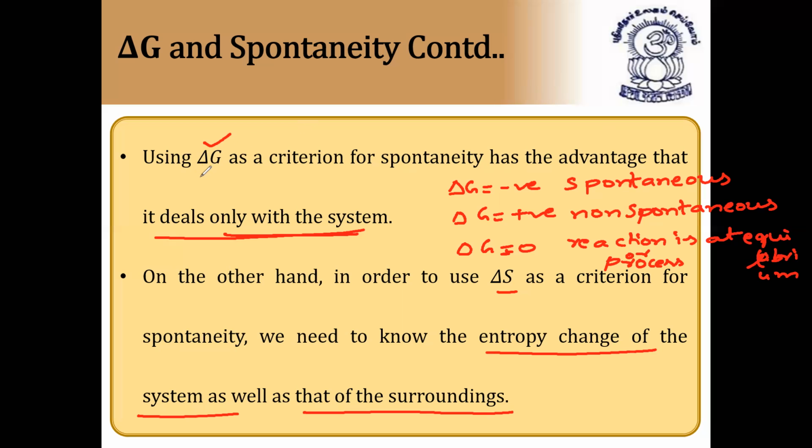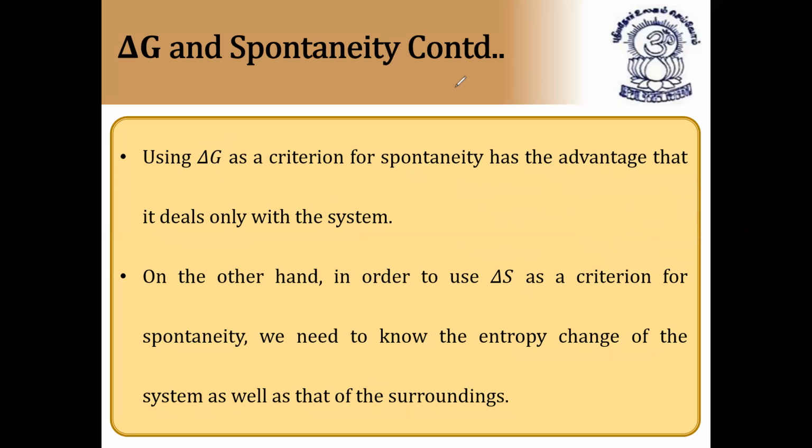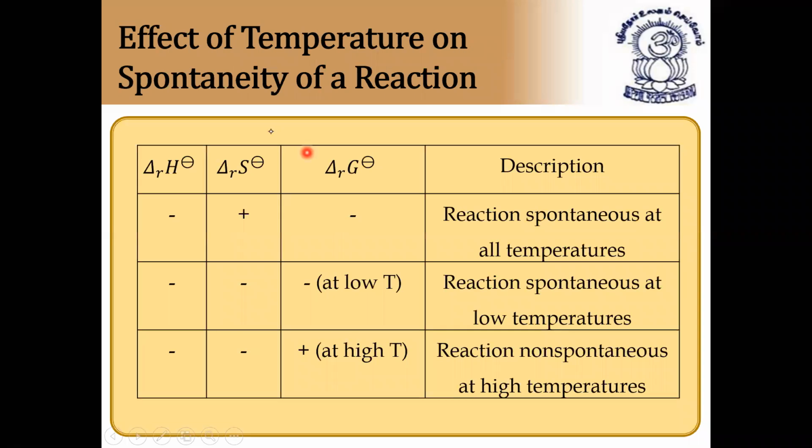So using delta G as a criterion for spontaneity has the advantage that it deals only with the system. Whereas if we take delta S as the criterion for spontaneity, we need to know the entropy change of the system as well as the entropy change of the surroundings. So that's why it's easy to use delta G. I hope it's clear.